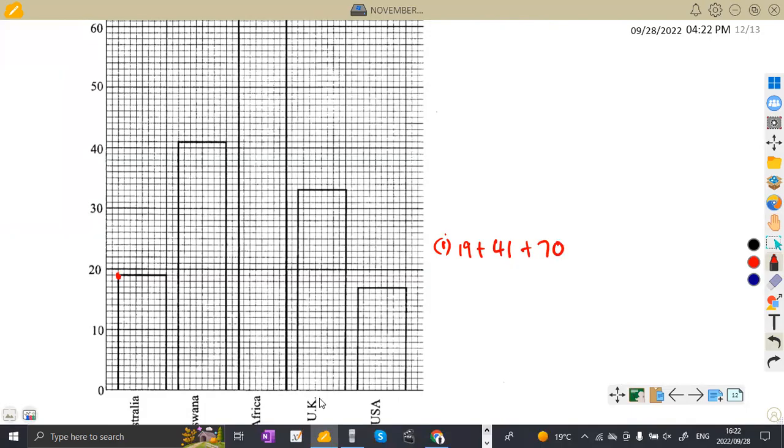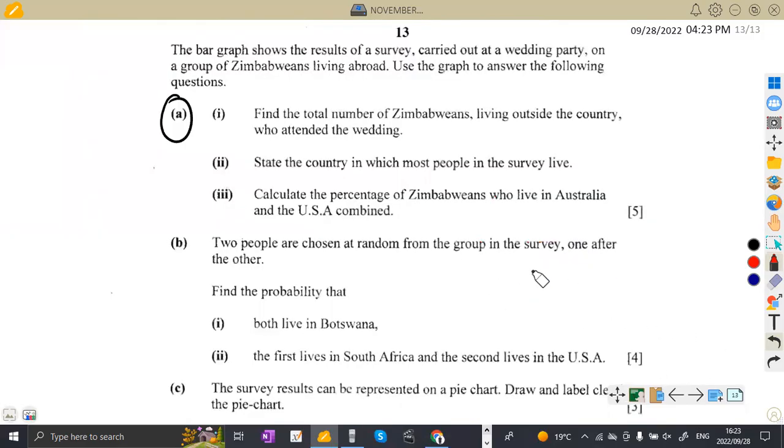We move on to UK. UK this is 30, 31, 32, 33. So this is 33. We move on to USA. This is 10, 11, 12, 13, 14, 15, 16, 17. All right, so you add everything properly. 19 plus 41 plus 70 plus 30 plus 17. From your calculator, you're going to obtain 180 Zimbabwean people who are outside of the country, who are at that wedding.